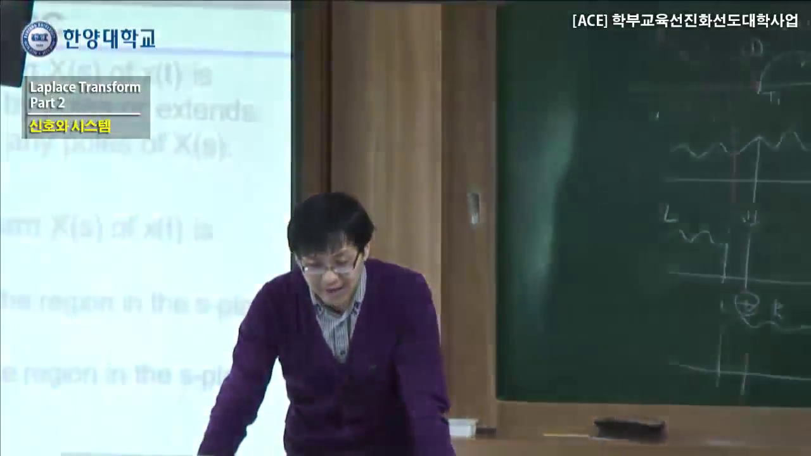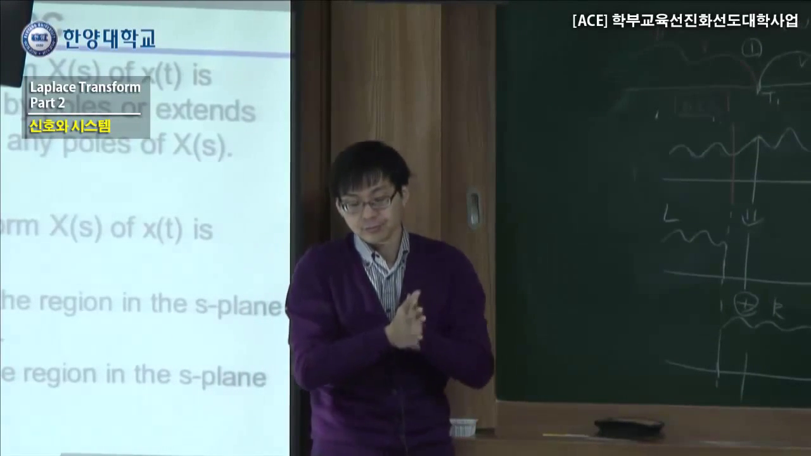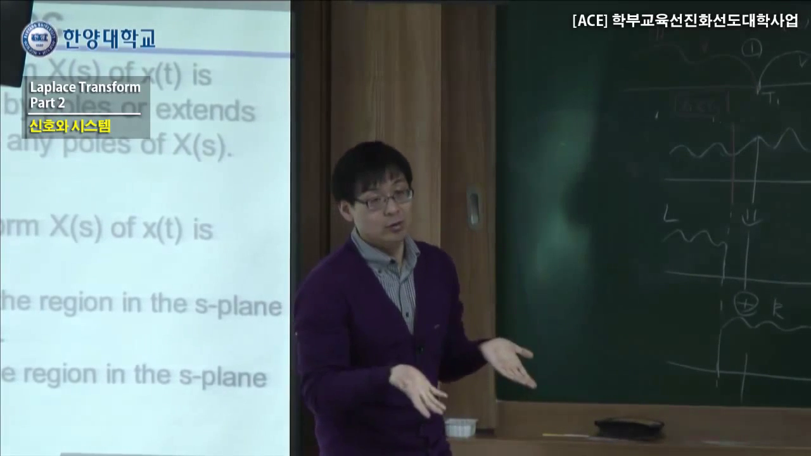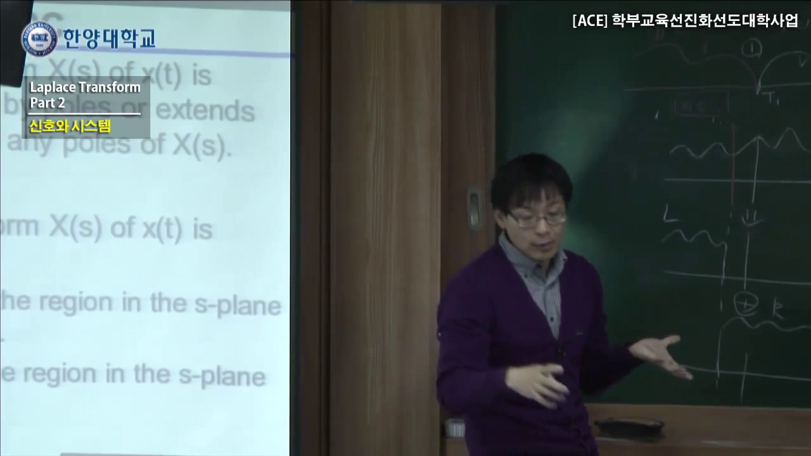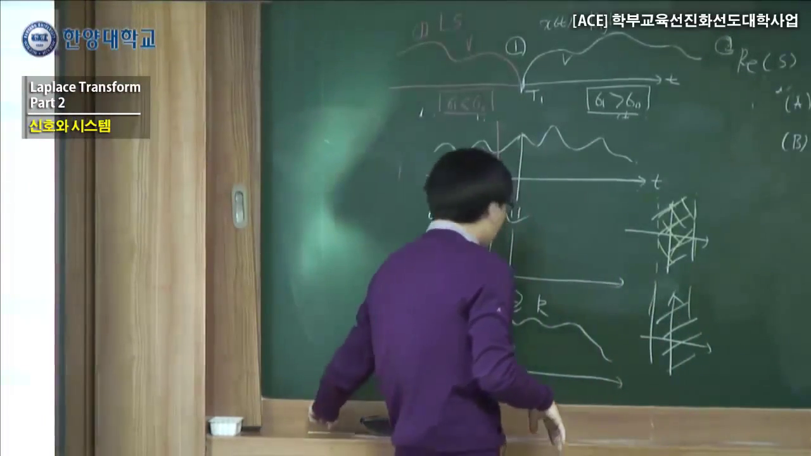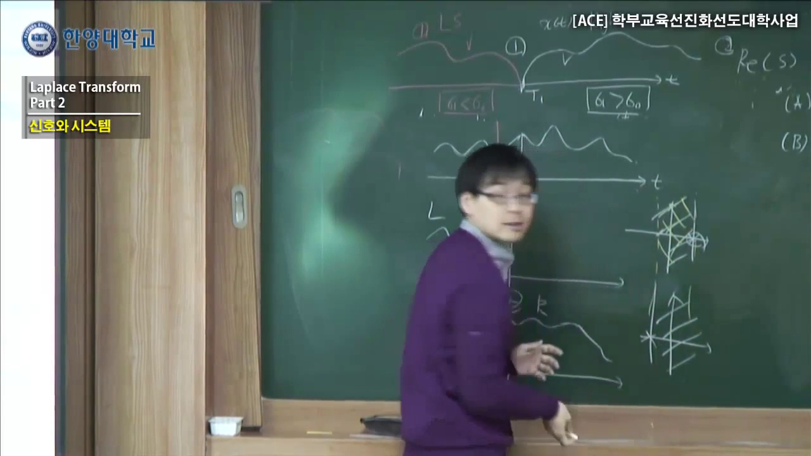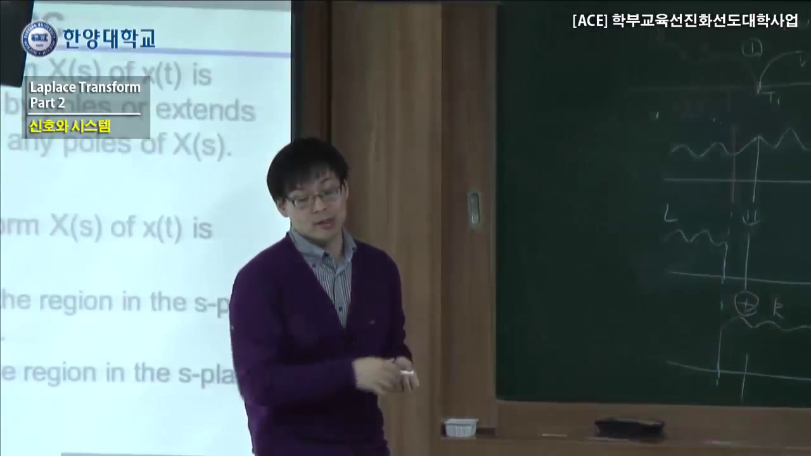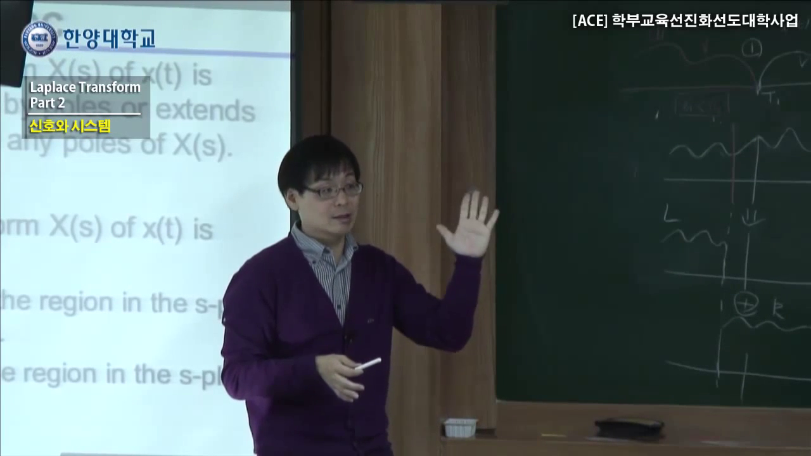Okay, how many properties? Seven, you already know that. If this is not rational, in Korean, 유리함수가 아니면, if it's not rational, then this one does not match. I mentioned that at the edge, we have a pole. At the edge, we have a pole, right? So this number seven is like that. This region of convergence is bounded by poles and extends to infinity, because we have a pole at the side.